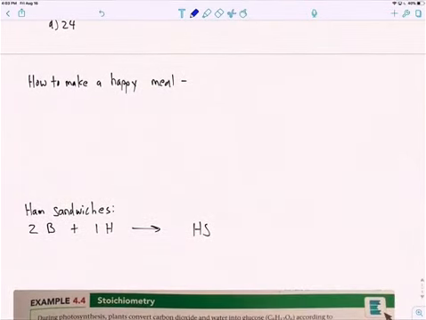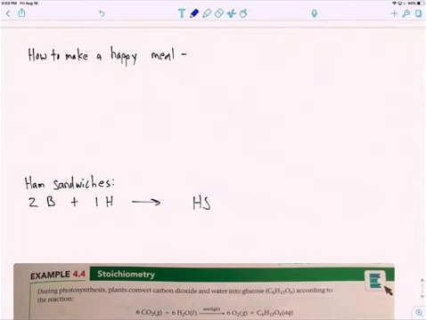Okay. So next thing I'm going to do is talk about limiting reagents. And I already mentioned that with the car, right? You drive your car, and really what you're limited by is the amount of fuel that you have. But let's go back deep into our childhood and how to make a Happy Meal.